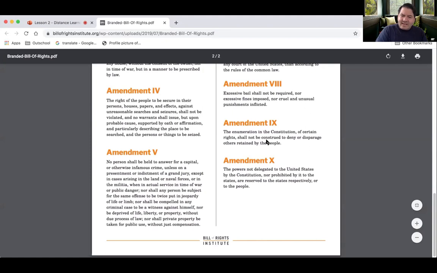In addition to that, the Fifth Amendment discusses the fact that you have security against double jeopardy. So if you have already been acquitted of a crime, you cannot be charged with that same crime that you were already found innocent of.